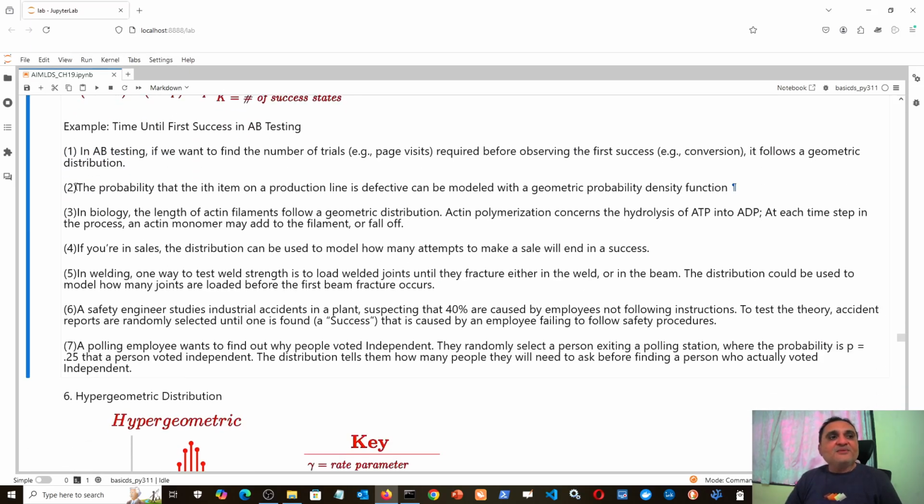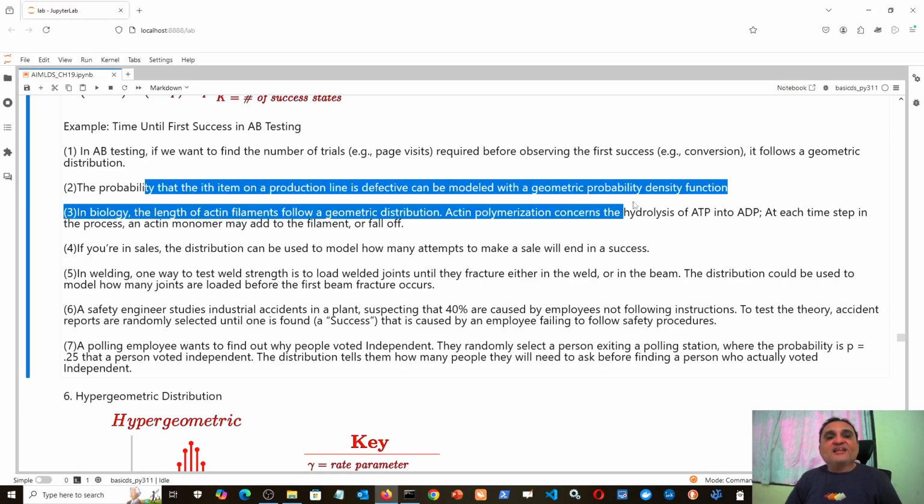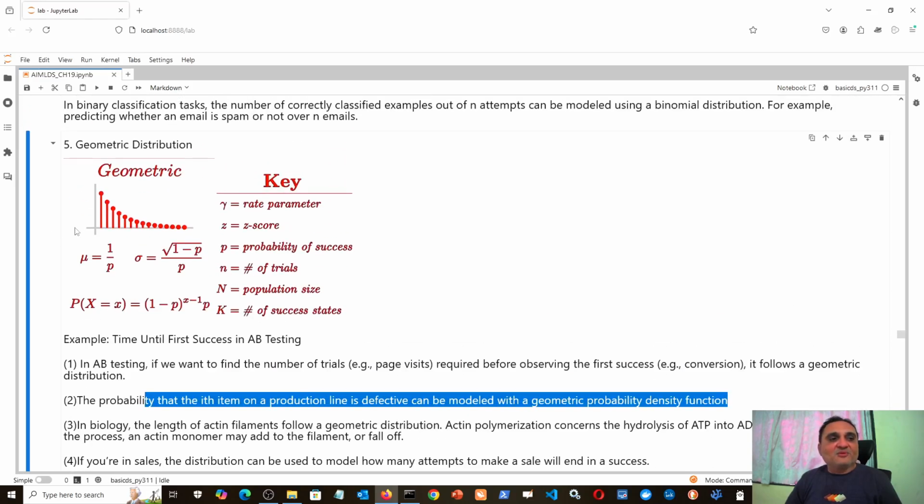Okay. Then similarly, in quality control, the probability that the ith item on a production line is defective can be modeled with geometric probability. Now even that is clear. Suppose there is a sample of 1,000 electronic items, and you have decided that you will do quality control by checking every 10th item, right? Because you cannot check all 1,000 items. No big company can afford to do that. So they randomly pick samples from the entire population.